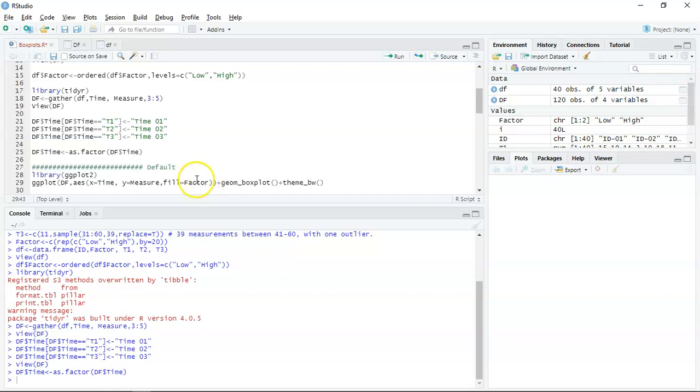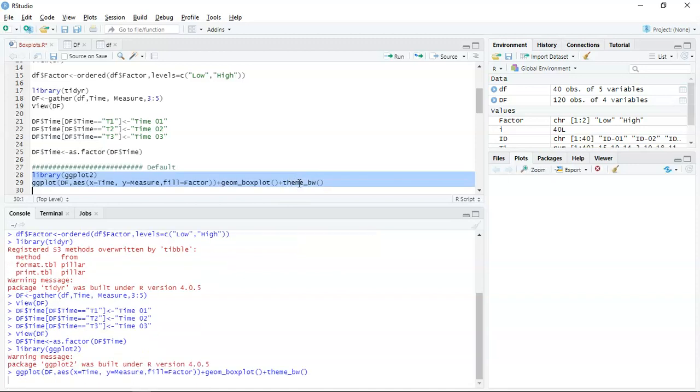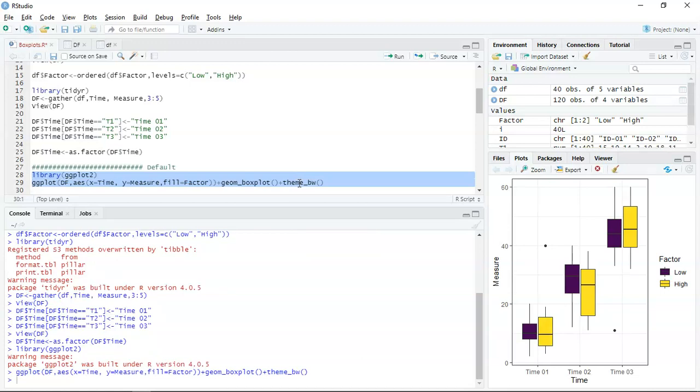So this is where I'm telling ggplot what variables to use. Then this is where I'm specifying what plot we want. And then the last bit is what theme I want to use. And I'll just fix that up here like this. And down on the bottom right hand side of my screen, you will see that the boxplot appears.